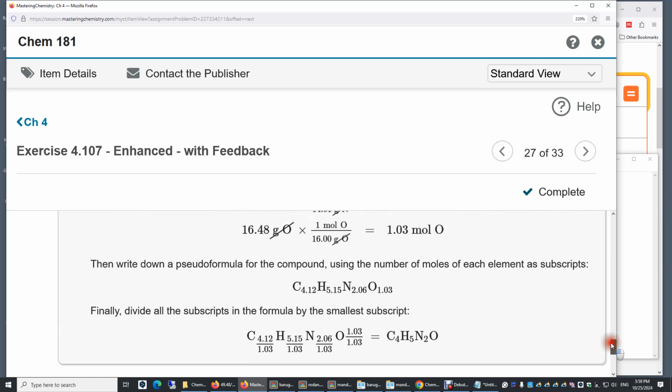Alright, I think Mastering Chemistry is using the same strategy. For example, they assume there's 100 grams of caffeine. It contains 16.48 grams of oxygen, and they got 1.03 moles of oxygen. They got this formula, and every single subscript is divided by 1.03, and we have the empirical formula in the end.